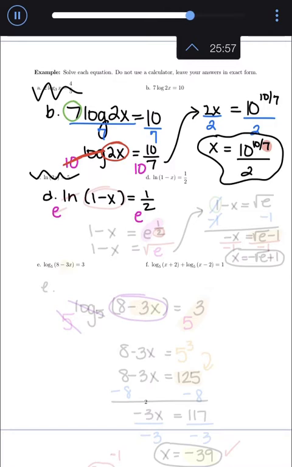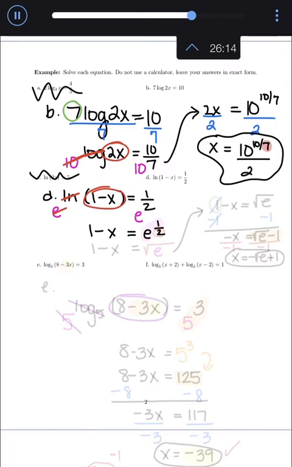Now, this is nice because the ln and the e are both base e. They will cancel out just like we were hoping, leaving us with what was inside, the 1 minus x. And the other part gives us e to the 1/2.